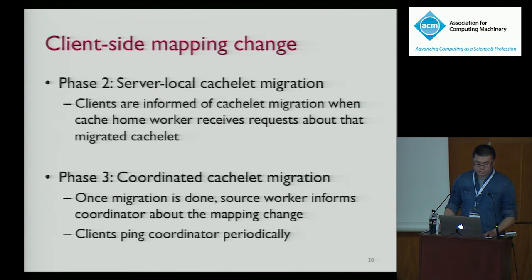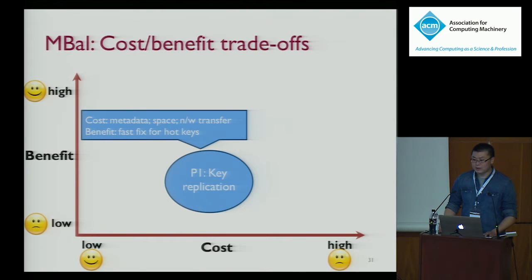Now let's look into the cost-benefit trade-offs of the different phases employed by MBal. Phase 1 offers some benefit, but lies in the middle in terms of cost, because it requires network transfer and must at least provide an eventual consistency guarantee.